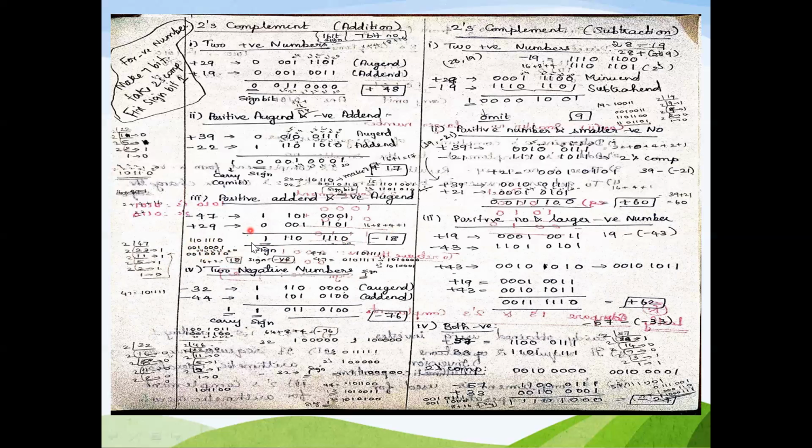Since it has a sign bit of 1, I am putting the negative sign. It is minus 18. Next, for two negative numbers, minus 32 and minus 44, the usual procedure: find the value for 32, which you can represent with 1, 2, 3, 4, 5, 6 digits.